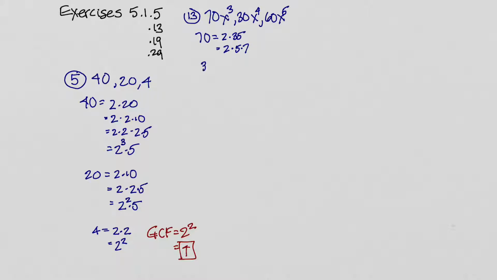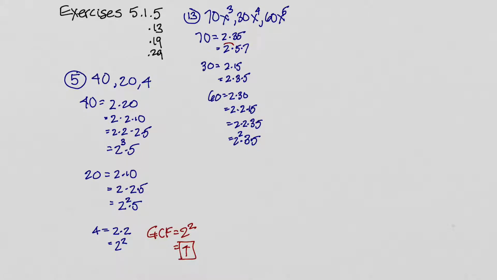Let's look at the 30. The 30 we can write as 2 times 15, but we could break it down into 2 times 3 times 5. And then that 60 we can write as 2 times 30. That's going to be 2 times 15. We can write that as 2 times 2 times 3 times 5, or 2 squared times 3 times 5.